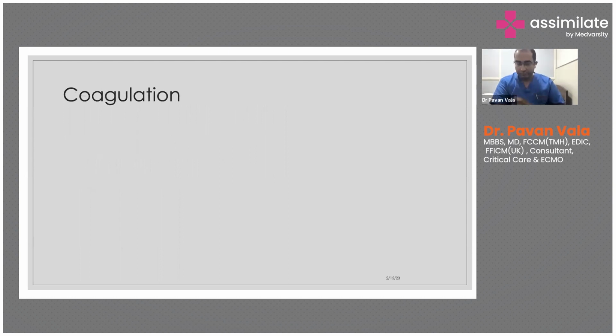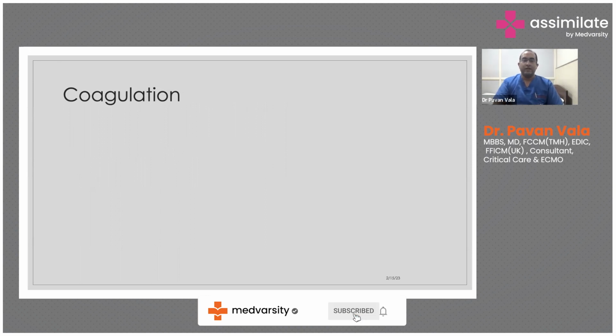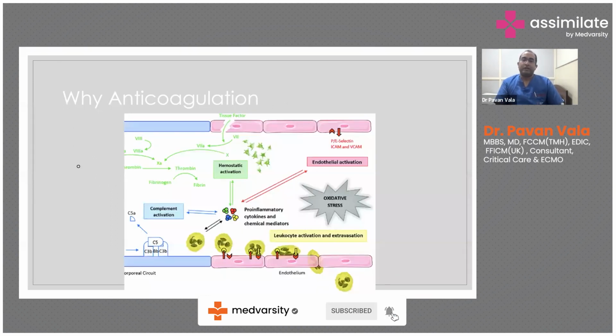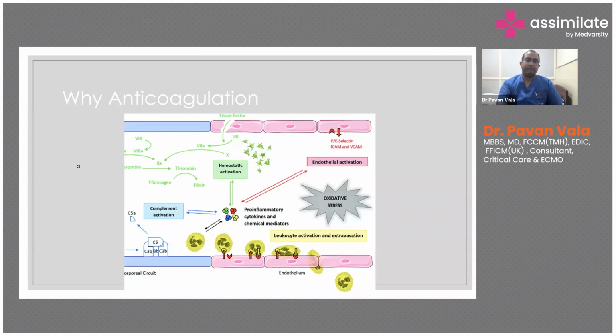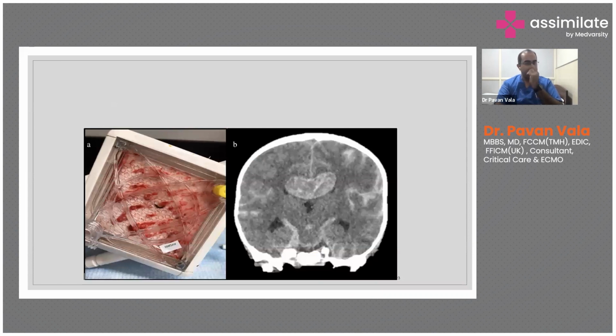Now, the other major thing about ECMO management is coagulation management. So basically, why do we need to anticoagulate these patients? Every time the blood comes into contact with the circuit, it causes platelet activation, complement activation, endothelial activation, and leukocyte activation. So basically, it causes inflammation and it causes coagulation factor activation. So these patients are prothrombotic, right? So we need to treat that.